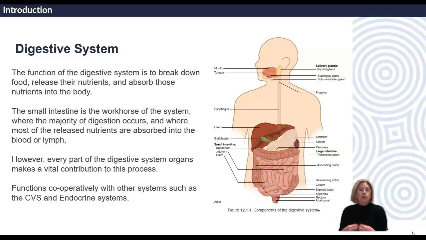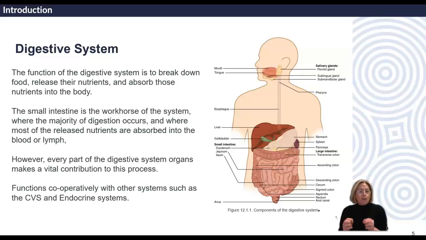So, just by way of introduction, the function of our digestive system is to break down food, right? And to be able then to release those nutrients and absorb those nutrients into the body so that tissue cells can use those nutrients. When we think of the digestive system, we always think of the small intestine as doing most of the work. So this is the workhorse of the system where the majority of digestion occurs, so that chemical digestion, and where most of the released nutrients are absorbed either straight into the bloodstream or into the lymphatic system and then into the venous circulation.